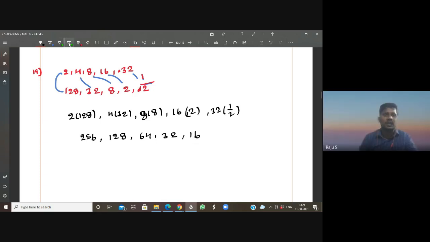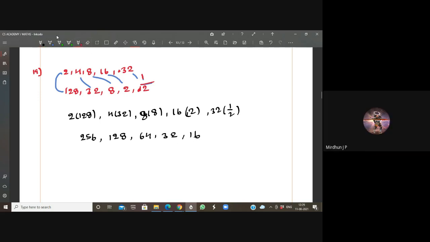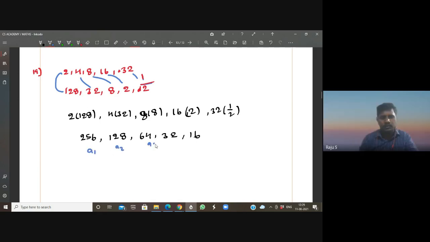128, 64, 32, 16. So, R is equal to 1 by 2. Right, A1, A2, A3, and so on. So what is the common ratio? Right. 1 by 2. Take any one of the values.